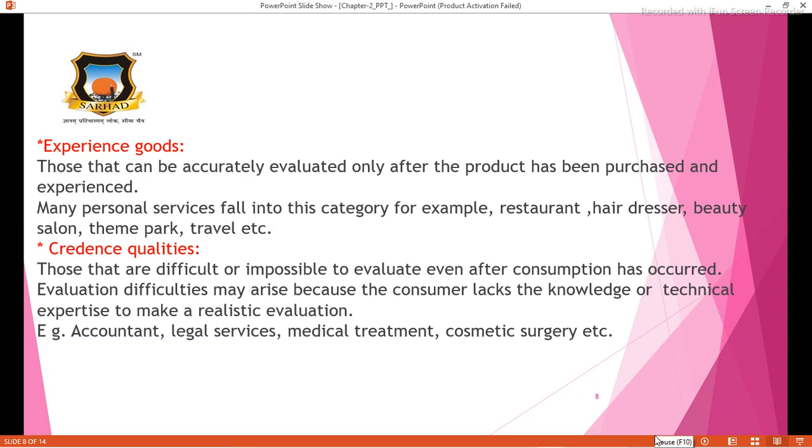The second is experience goods. Those can be accurately evaluated only after the product has been purchased and experienced. Many personal services fall into this category, for example, restaurant, hairdresser, beauty salon, theme park, travel, etc.